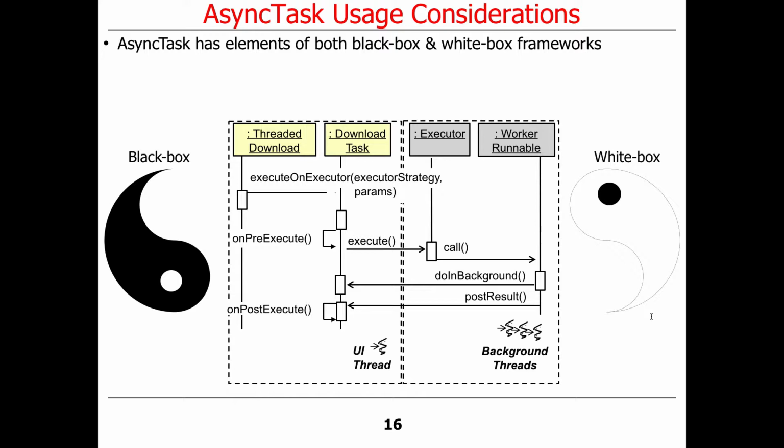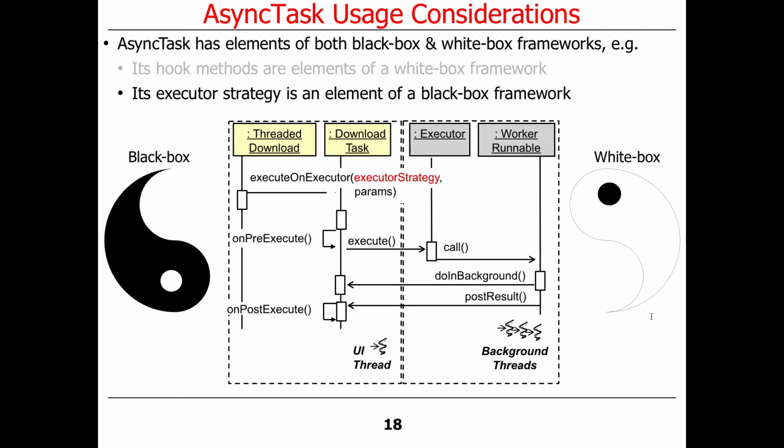Async task is cool because it has elements of both black box and white box frameworks. So its hook methods, like do in background or on pre-execute, on post-execute, etc., those are all elements of a white box framework because we have to override them. So we have to know about the fact that we have to subclass, and we have to know that those methods are called at the right time. Its executor strategy is an element of a black box framework because you give it an executor instance that's called at the right time in the sequence of the execute on executor method.